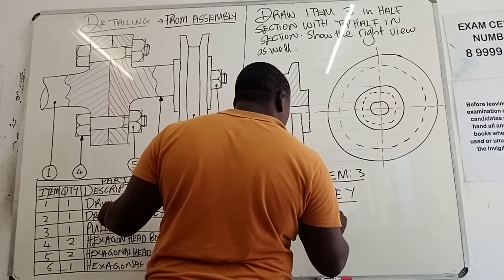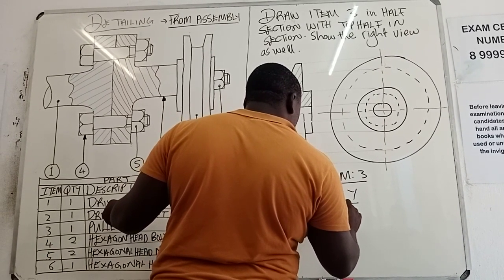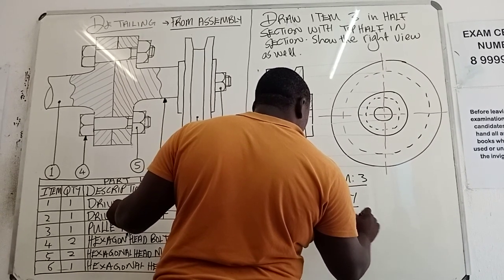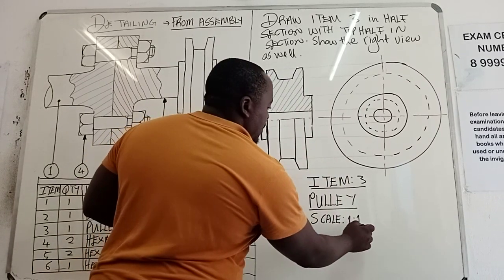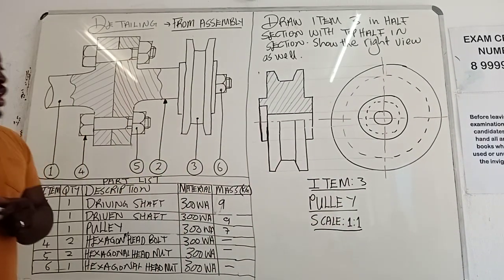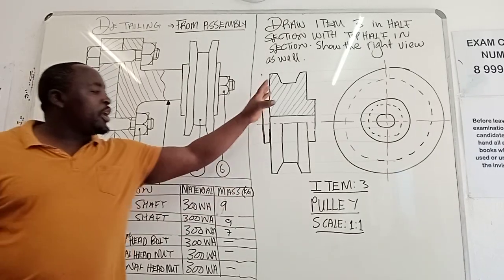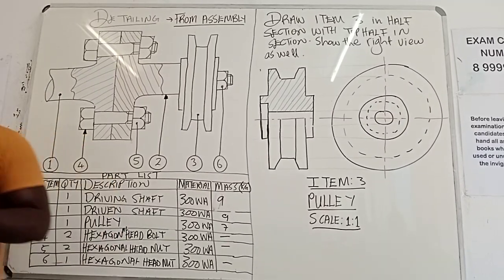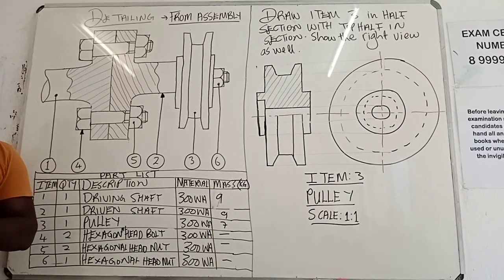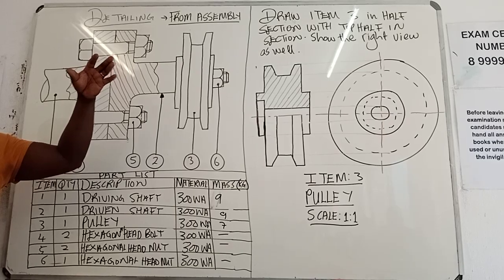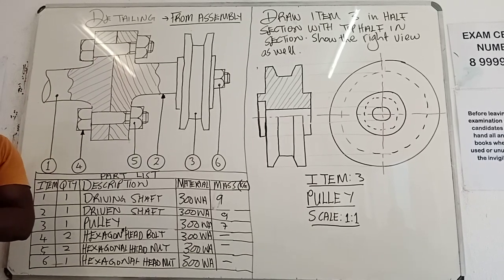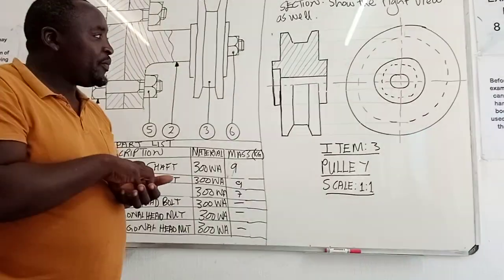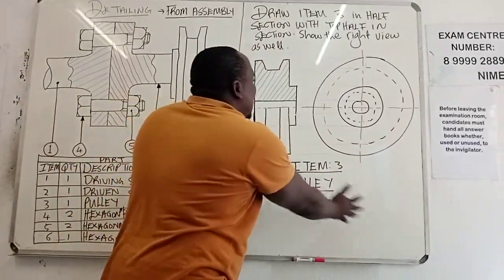What's the scale? You show the scale, you write the name and the item number. Okay? If you've been doing it the wrong way, please make it right now. Whenever you draw detailing, show what is the item number, what is its name, and what is the scale. So this has answered the question.